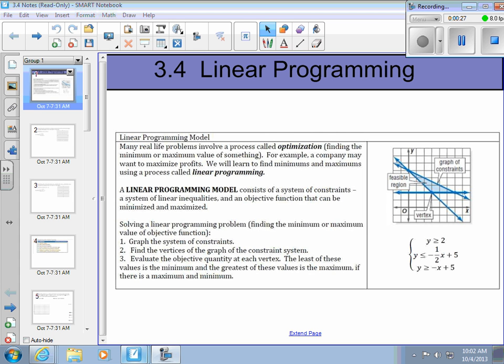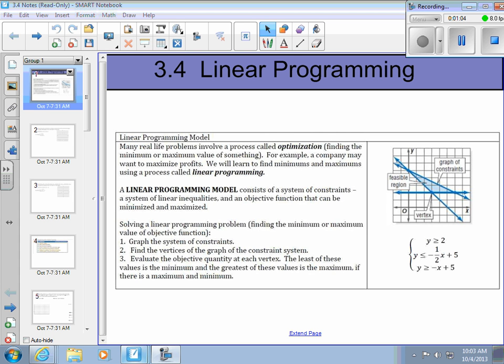programming. A linear programming model consists of a few things. One is a system of constraints, so the things that companies are restricted by, such as time, money, equipment, those types of things. And we're going to use linear inequalities to show those. There's also going to be some objective function that we're going to use at the end to figure out what the min and max are. When you solve one of these linear programming problems, there's a process we go through.